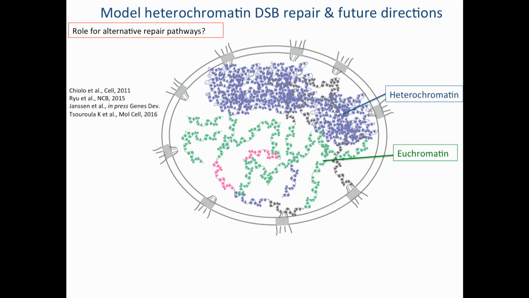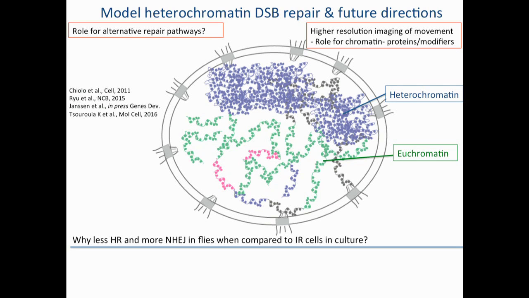And then, of course, we are interested in what are the roles for alternative pathways, and we haven't addressed them just yet. And then we also would like to do higher resolution imaging and see what the role for chromatin proteins and modifiers is in all this. And then the final question that I want to mention is, of course, why do we see less HR and more non-homologous end joining in the flies when compared to irradiation of cells in culture? So the main reason we think is because there's a lot of cell cycle difference between S2 cells in culture and taking an actual organism.